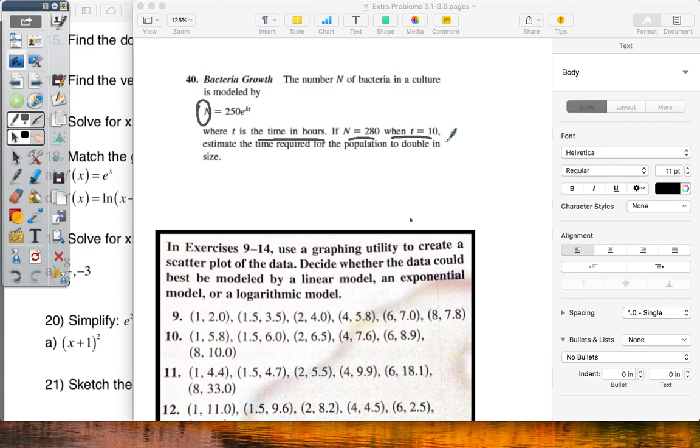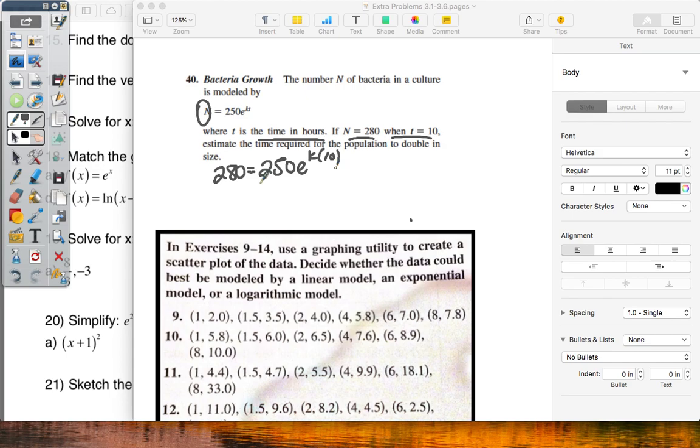Okay, so the first part is 280 is n, so that would be 280 is equal to 250 e to the k times 10. The k is like our constant. What that means is it basically allows us to see how it's growing. How fast is it growing? Okay? So we go ahead here. How would I solve for k on this? First of all, is everyone good with how I plugged it in? We're good. How would I solve for k?